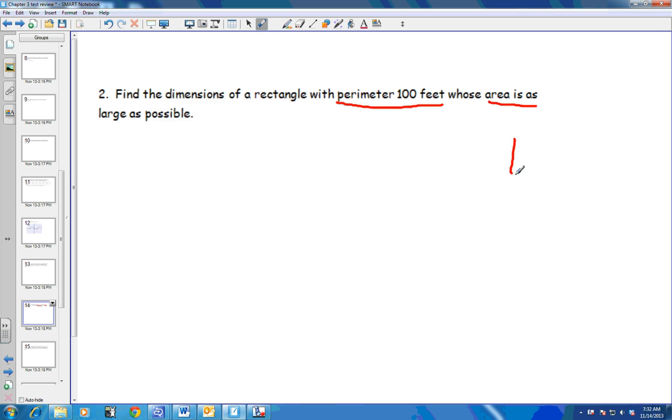So if I have a rectangle, I'm just going to call the side x, the side y. So I know that my perimeter is going to be 2x plus 2y equals 100. And the area equation would be x times y. I know that this is the part that I'm taking the derivative of because I want the maximum area.